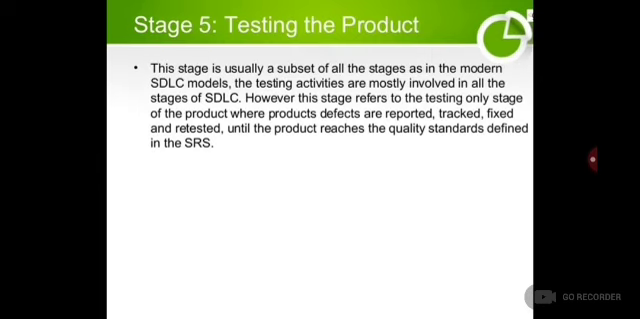Fifth stage, testing the product. This stage is usually a subset of all the stages in the modern SDLC models. The testing activities are mostly involved in all the stages of SDLC. However, this stage refers to the testing only stage of the product where the product's defects are reported, tracked, fixed, and retested until the product reaches the quality standards defined in the SRS.